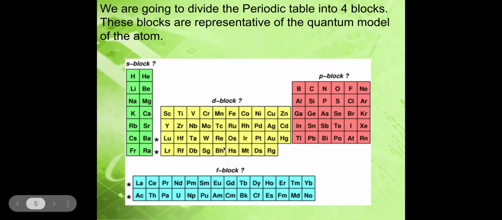So the periodic table, maybe you've never noticed, is actually arranged in blocks, as you can see on this picture right here. The first two groups, you can actually break that out of the periodic table and it will give you a block. And so those first two groups are called the S block.